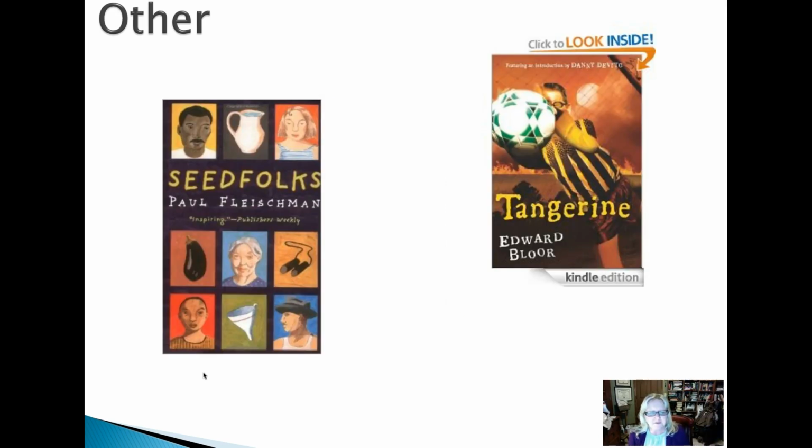Then some other novels, just to mention, Seedfolks. I really like this. It's a wonderful tale told from the perspective, I think, of 15 or 16 different people, in the city, and there's an empty lot and it becomes a community garden.